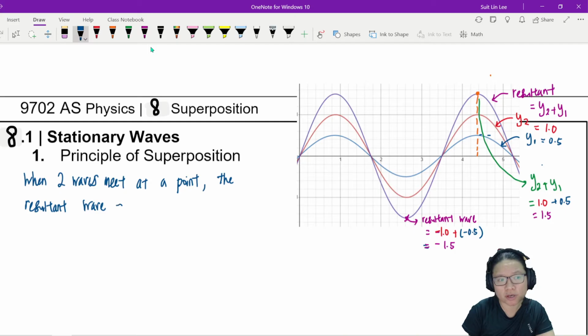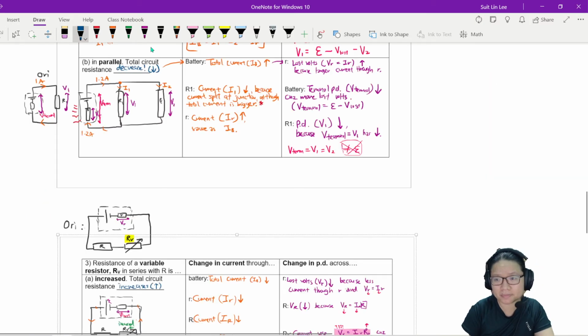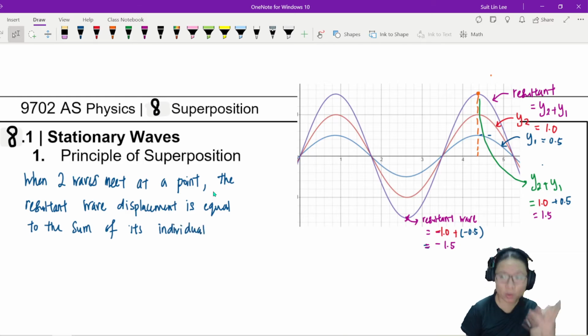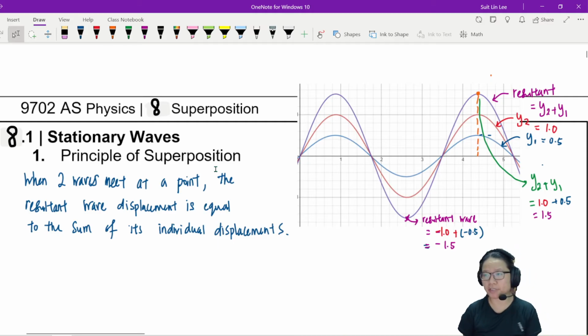So it will be more accurate for me to mention that the resultant wave displacement is equal to the sum of its individual displacements, because you take y1 plus y2, there are two waves meeting with individual displacements. Okay, so this is the formal statement.